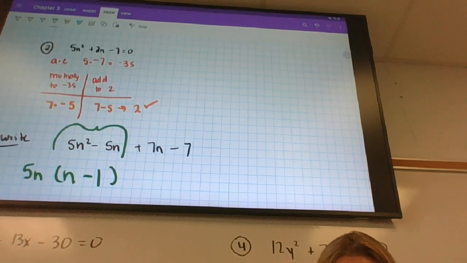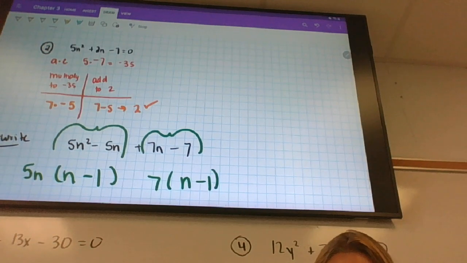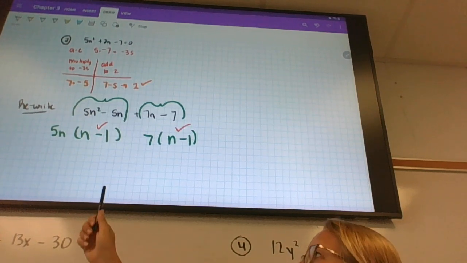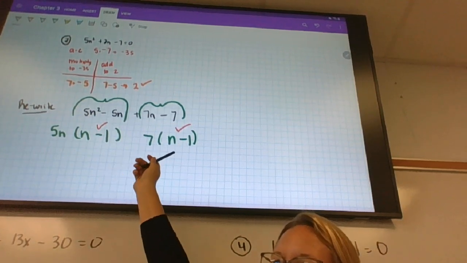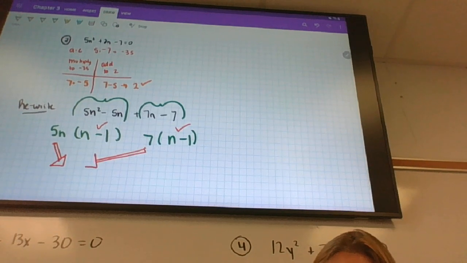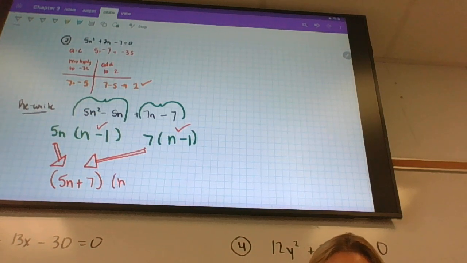All right, I'll do that again here. These two both have a 7 in them, so we can factor a 7 out. And it must work so that the parentheses are the same. That's great, we have 2 of the same set. And now the 5n is going to match up with this 7. So it's 5n and 7 together, and n minus 1.